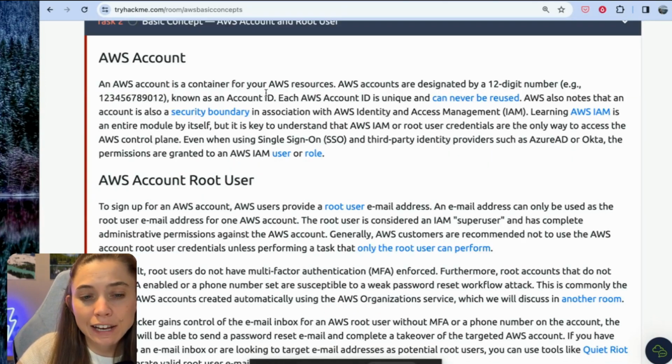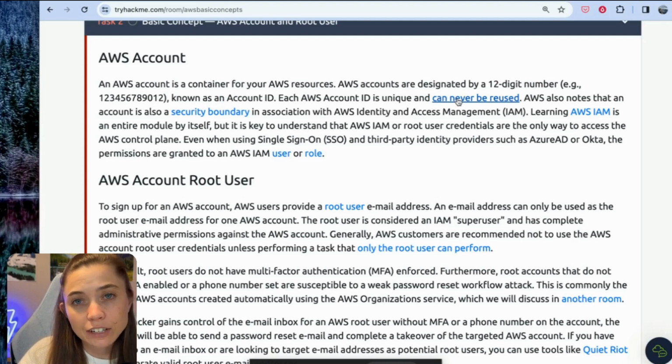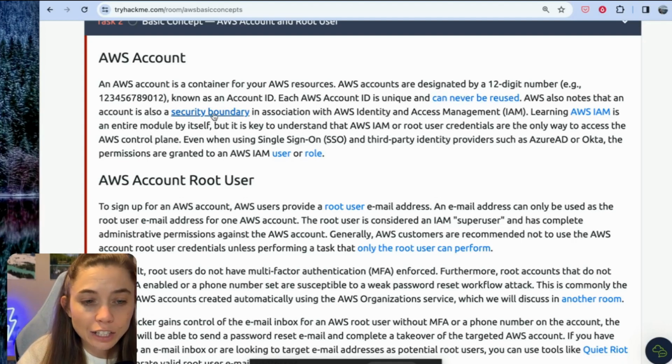An AWS account is a container for your AWS resources. AWS accounts are designated by a 12-digit number known as an account ID. Each AWS account ID is unique and can never be reused, so that's important to remember. Account IDs are unique identifiers. An account is a security boundary in association with AWS Identity and Access Management. Learning AWS IAM is an entire module by itself. Literally, there's a module about it in the learning path.